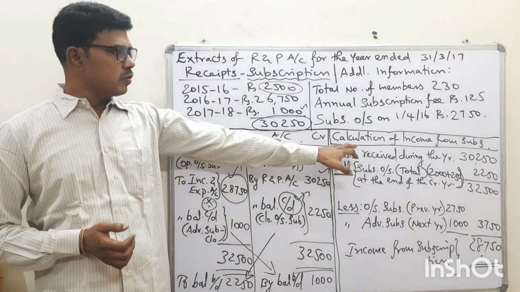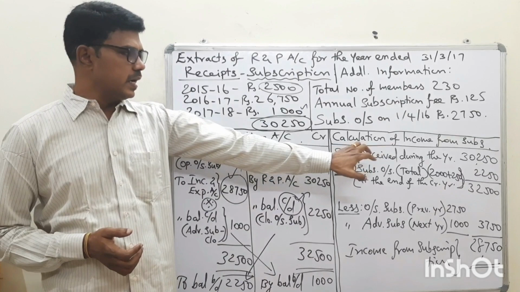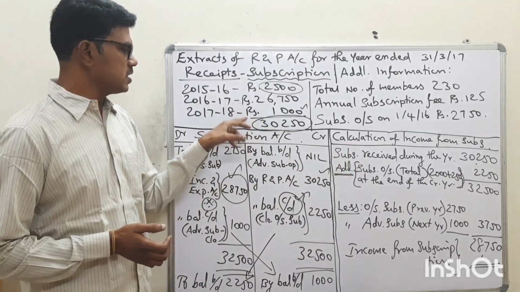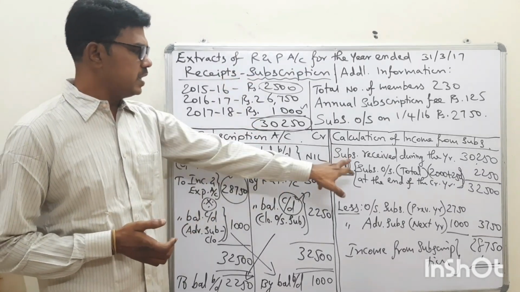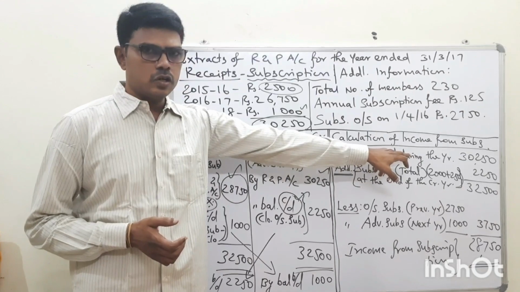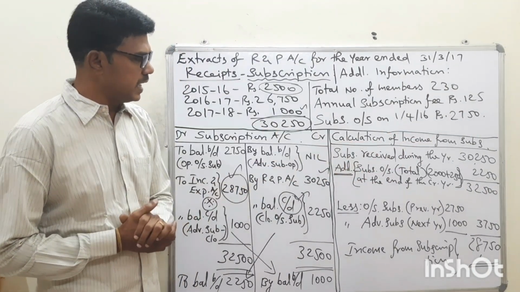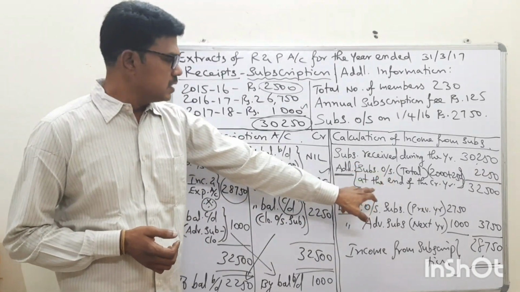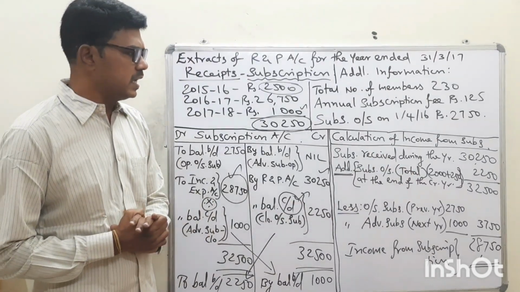Now we are going to calculate the income from subscription by another method. Calculation of income from subscription. For this, we should take the total subscription received during the year from the receipts and payments account. Total subscription received during the year, 30,250. We have written it there. Then we should add the total outstanding subscription at the end of the current year.